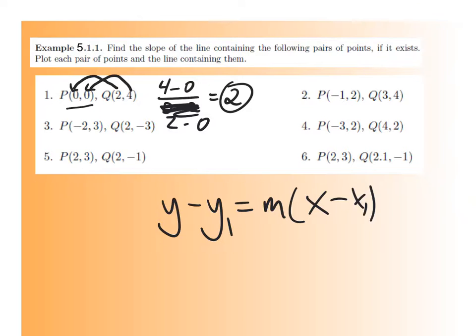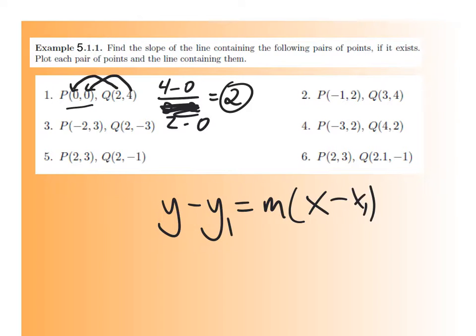(0, 0), but the problem with (0, 0) is that it's going to make it look like your answers are all going to say y equals 2x, and it's not always that simple. So (0, 0) is beautifully simple, but a better example would be to use the (2, 4).